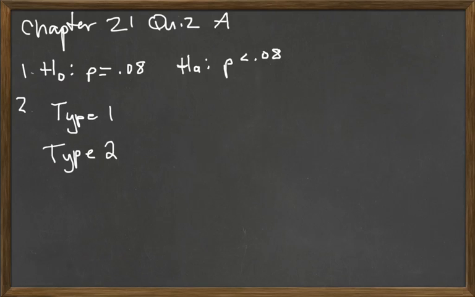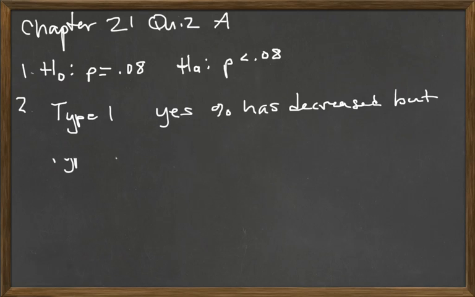So we would say, yes, okay, percentage has decreased. I'm shortening this. But it has not. Let me erase that. Type 2 error.